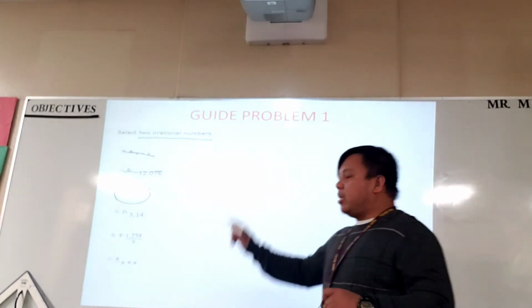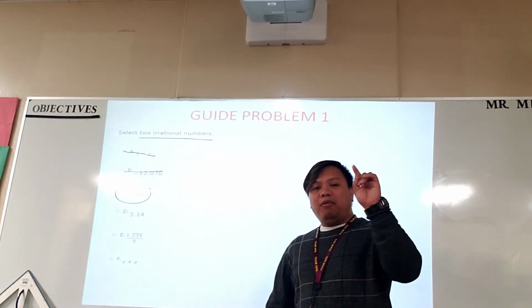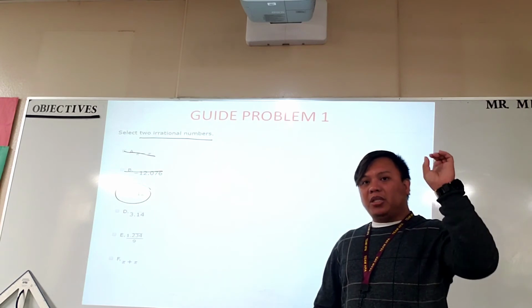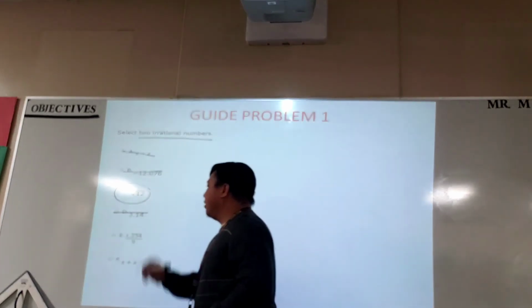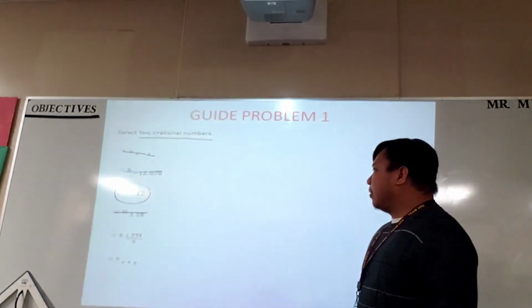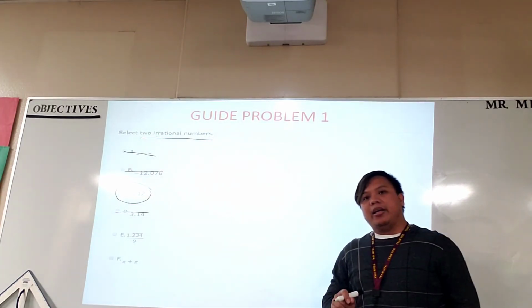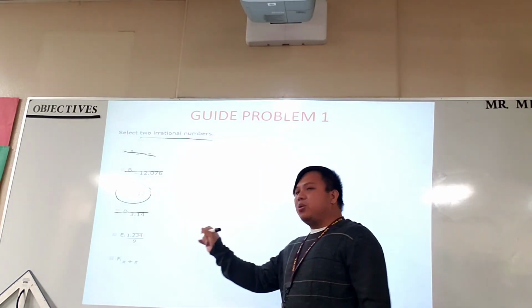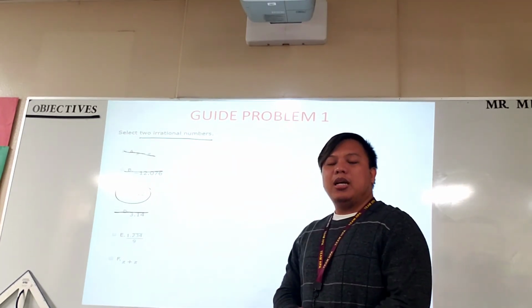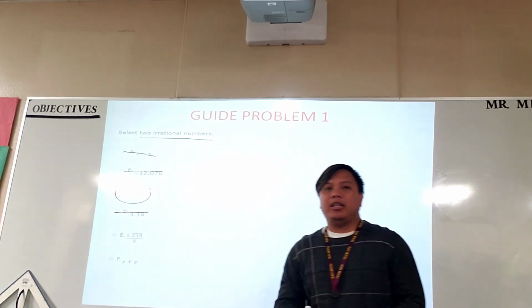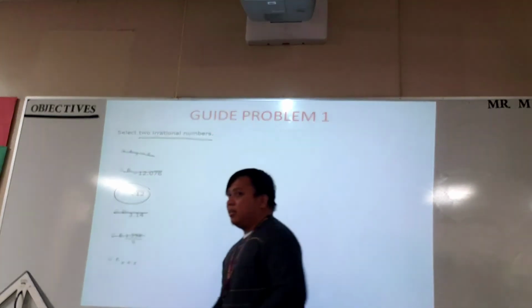Now let's go to letter D. Letter D is 3.14, which the 1-4 has a bar on top. That means to say that's going to be repeating. So it is rational, so it is not our answer. Now letter E. I got 1.234, the one on top, divided by 9. So you know for a fact that when you divide a rational by a rational, that gives me an idea that it will give me a rational number. So definitely it is not our answer.